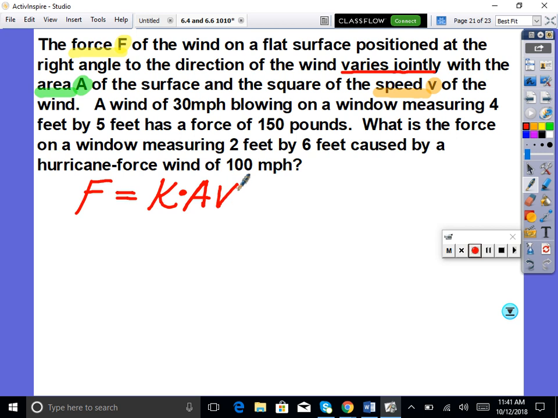This one has tricked me until somebody pointed out to me that in physics last hour, they're like it's v, when it said square of the speed, it meant v squared. I'm like, oh yeah, that makes sense, I guess.